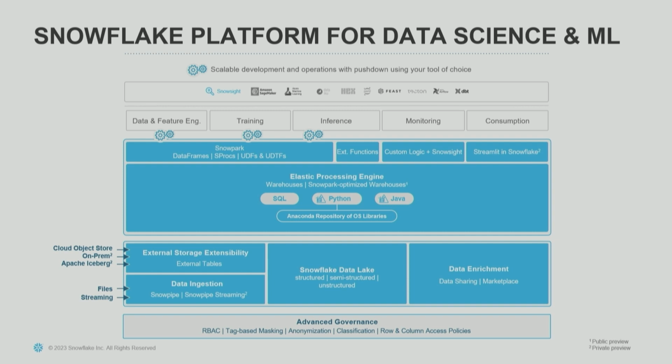Let's start with the advanced governance features. BigQuery customers love Snowflake security, and that's one of the biggest reasons they migrate to Snowflake. My customers love the tag-based masking policy, anonymization, classification, row and column access policies.